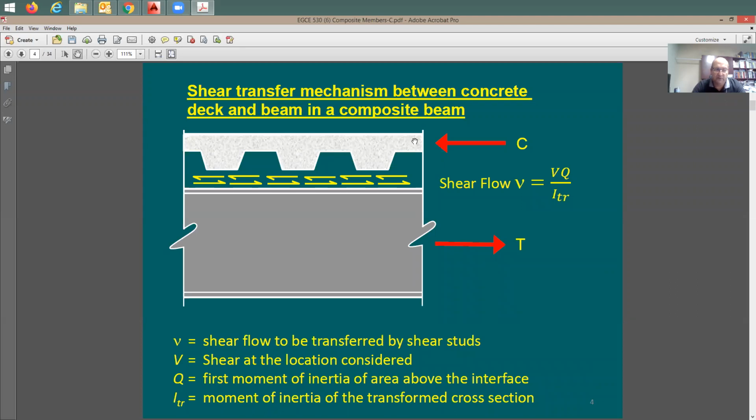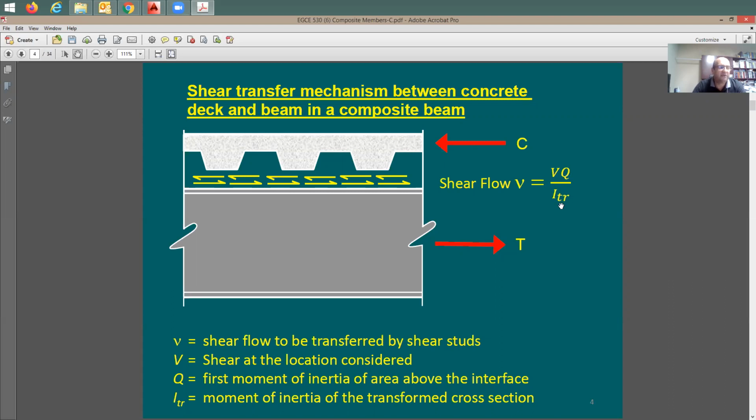And as I said also, most likely the tension in the steel is going to be controlling because this value is going to be much less than the concrete compression strength. So in this case, C is going to be equal to T. And the shear flow here, which means the shear flow is going to be equal to what?